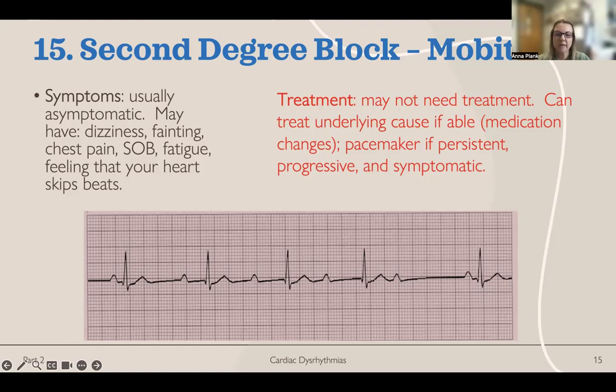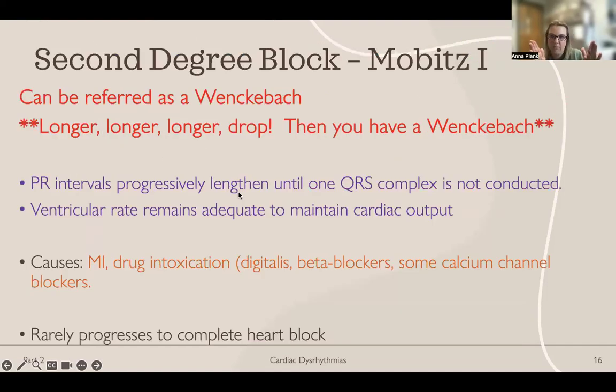But what this is, is a longer PR interval. And then eventually it just drops, right? So the P wave causes a contraction, the P wave causes a contraction, the P wave, forget it. We'll get the next one, P wave, and then it beats again. So the longer drop is what we call a Wenckebach, which is a type 1, okay? And this doesn't usually cause any problems, but it's something that we need to be aware of.